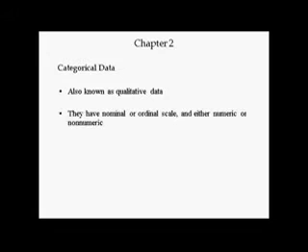Data are either categorical or quantitative. Categorical data are often referred to as qualitative data because the data can be grouped in categories. Each element has an attribute or quality. Categorical data has either nominal or ordinal scale and can be either numeric or non-numeric. Statistical analyses are limited to frequency tables, bar charts, and pie charts.